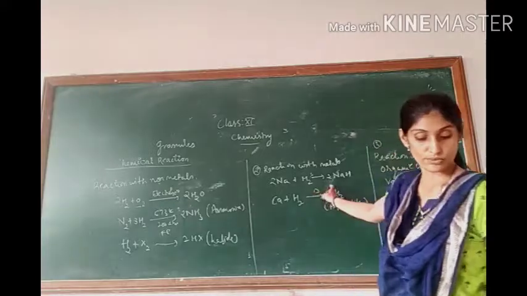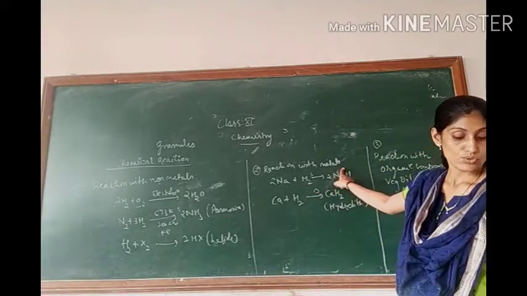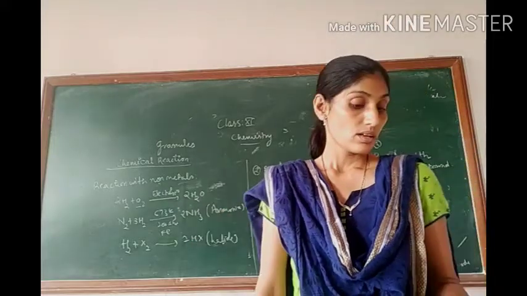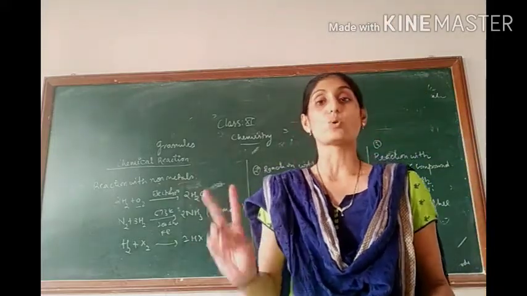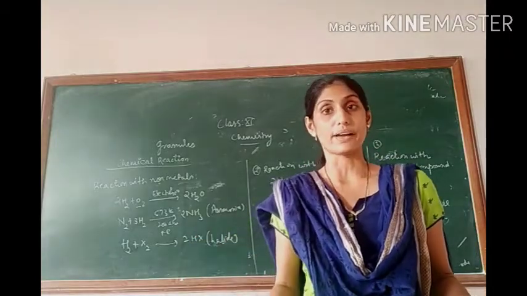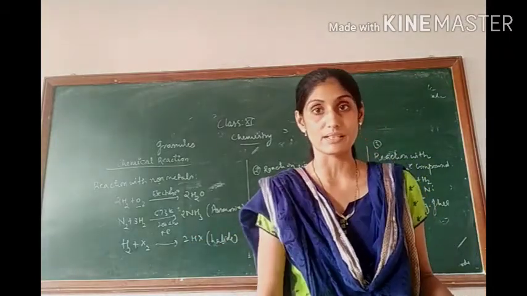Now with metals, it is going to form hydrides. So we have to learn about three types of hydride: ionic or saline hydride, or salt-like hydride. Second is covalent or molecular hydride, and third is the metallic or non-stoichiometric hydride, which we will learn in the next lecture.